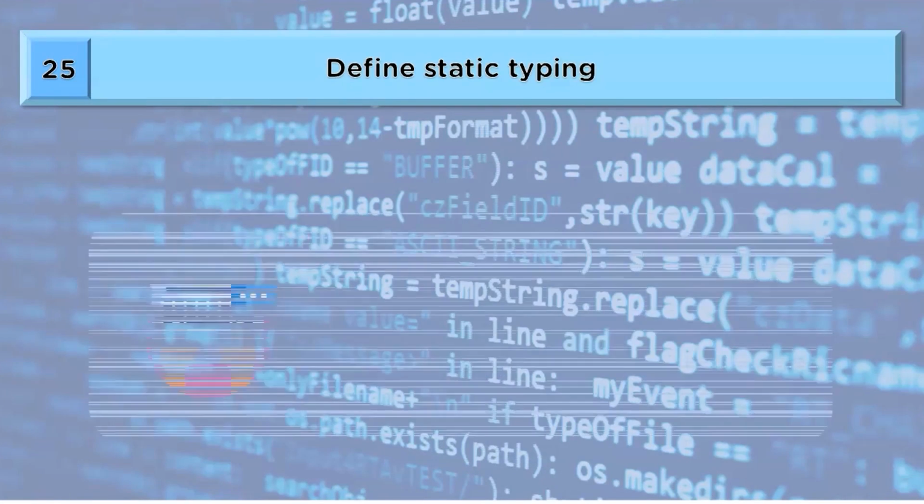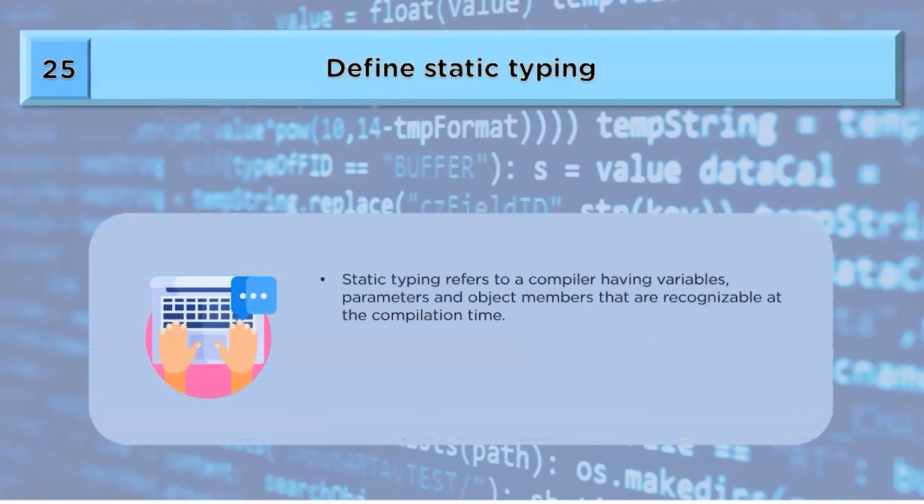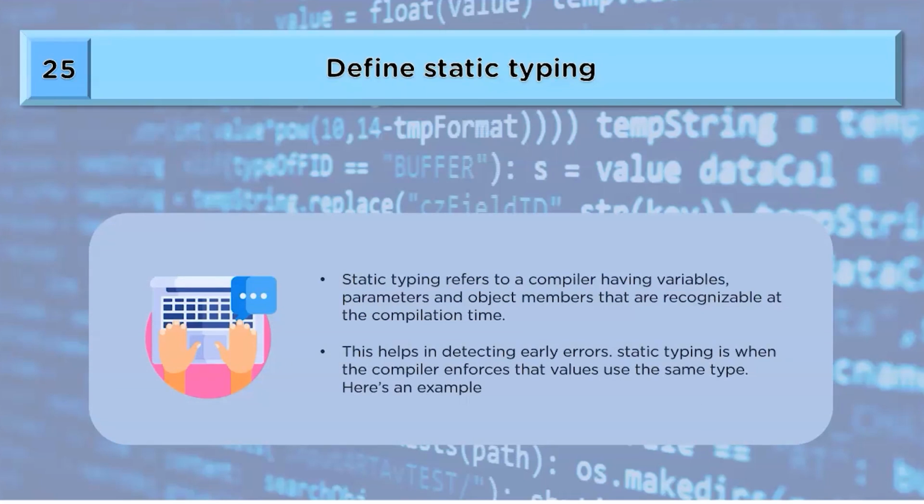Define static typing. Static typing refers to a compiler having variables, parameters, and object members that are recognizable at compilation time. This helps in detecting errors early. Static typing is an important concept. Static typing is when the compiler enforces that the values use the same type. Here's an example.